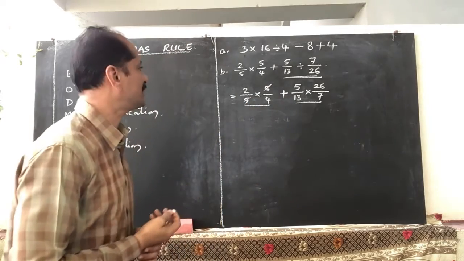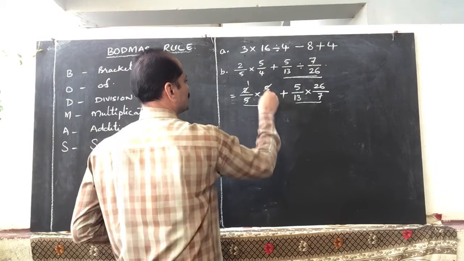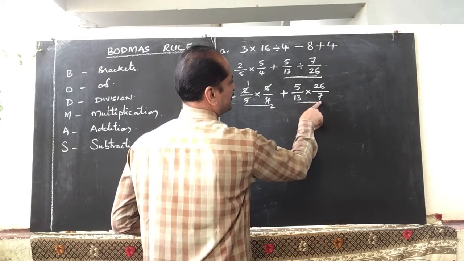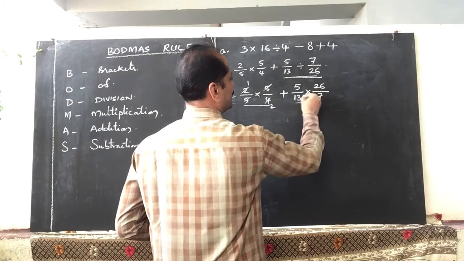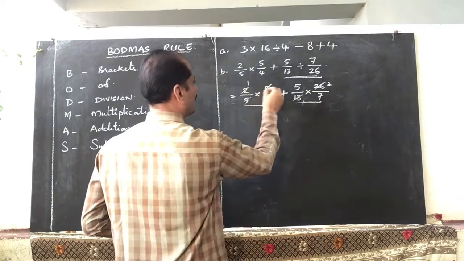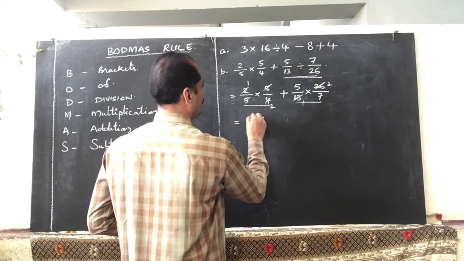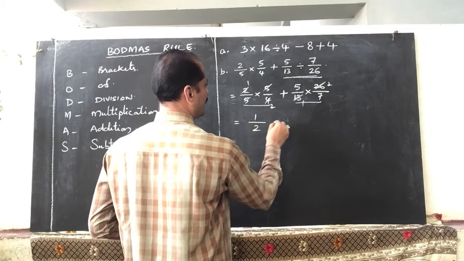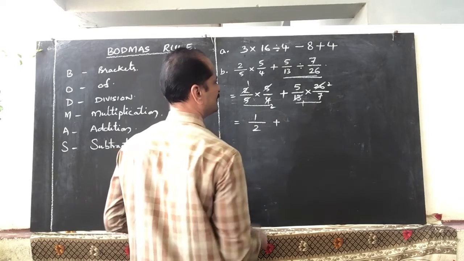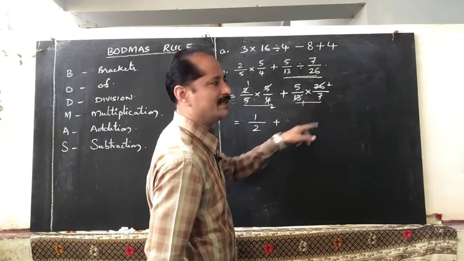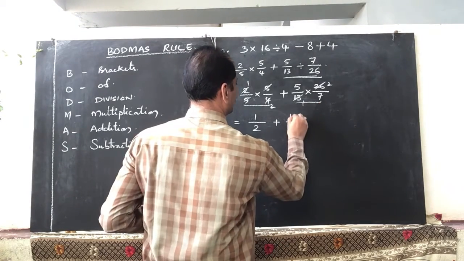5 goes on, and 2 1s are 2, 2 2s are 4. So then here also you can check again. In 5 and 7 there is no cancellation. 13 and 26: 13 1s are 13, 13 2s are 26. So here 1 1 is 1 by 1 2 is 2, 1 by 2 plus here 5 2s are 10 by 1 7 is 7, 10 by 7. So that is it.